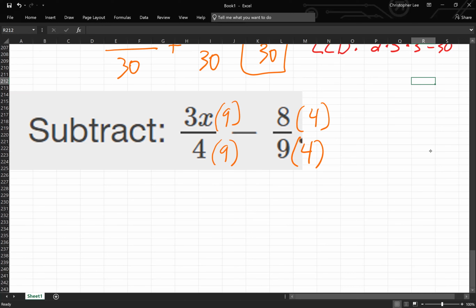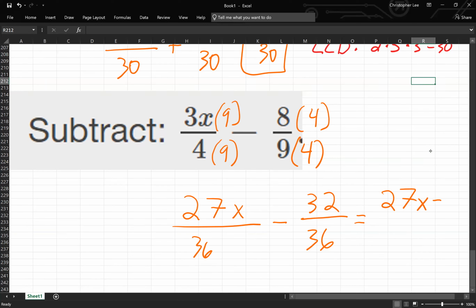So we multiply these out. 3x times 9, what is that? That's like 27x, over 36, minus 8 times 4. What's that? 32, over 36. Put that all together. What do we have? We have 27x minus 32, all over 36. Bam. Yeah, we good to go. If there was a common factor in the top, then I'd ask you to pull that out and cross it out, but there's no common factor there.